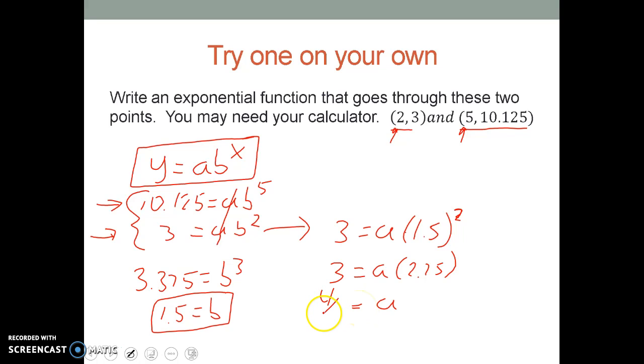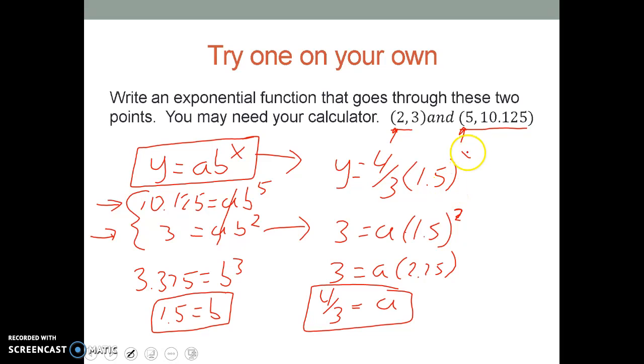That's the same thing as 4/3. And so my a value is 4/3. And my equation is going to look like this. It's going to be y equals my a value, which is 4/3, times 1.5 to the x power. And I could try to make sure that I did this right. If I plug in 5 and I take 1.5 to the 5th power times 4/3, I should get 10.125.